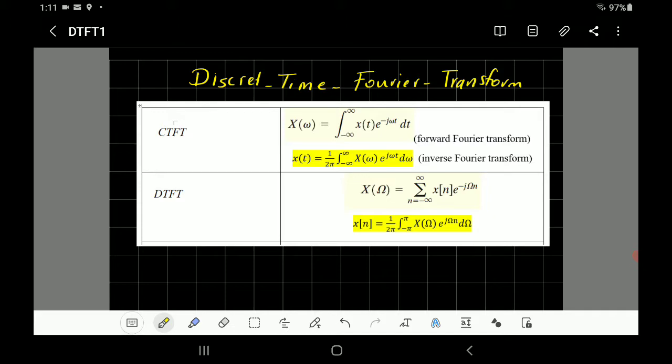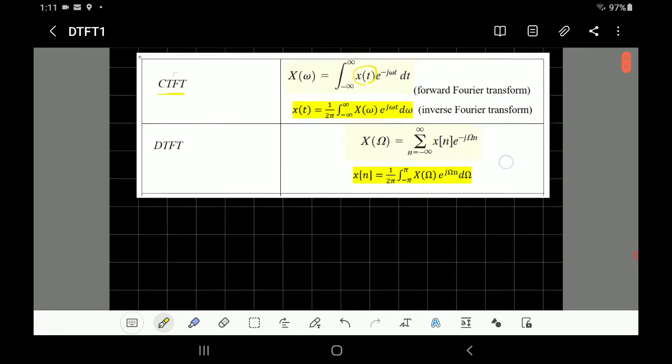Discrete-time Fourier transform. Let me remind you of the last lecture. Last lecture we did the continuous-time Fourier transform. It means that we performed the Fourier transform on a continuous signal x of t. Today we are going to perform the Fourier transform on a discrete-time signal.